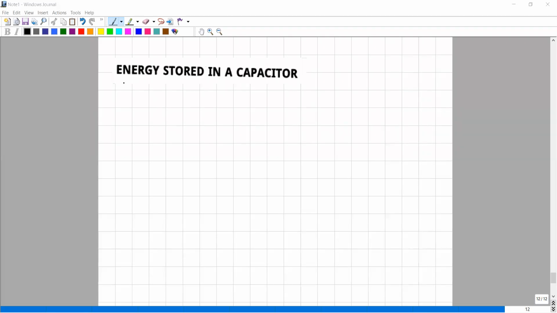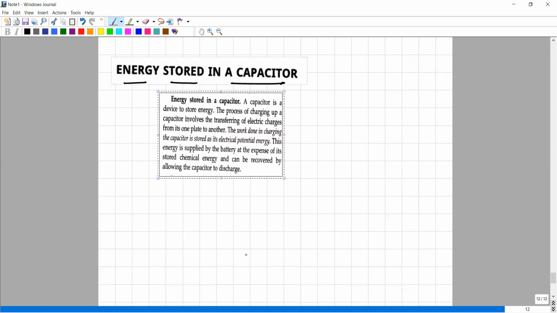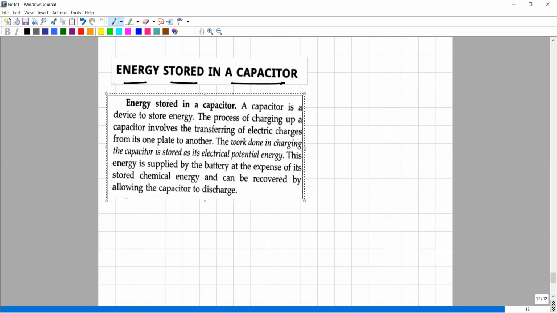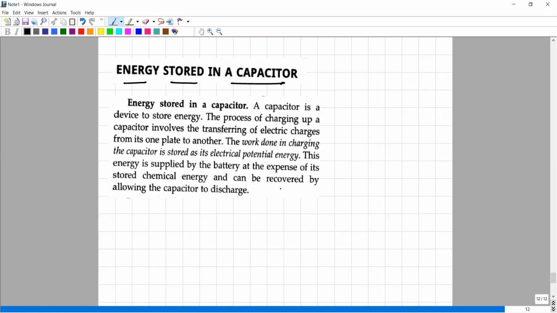So this topic is energy stored in a capacitor. Now we have understood what exactly a capacitor is, and what capacitance is. So we have understood that a capacitor is a device that stores electric charge and electric energy. That is what we have understood until now. But how does the charge go to the capacitor in the first place? That is what we have to understand.